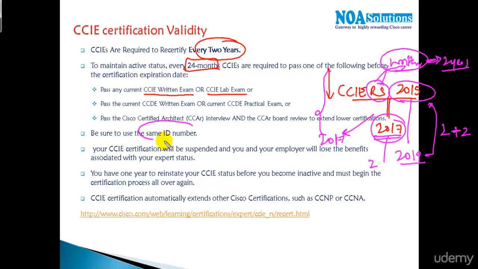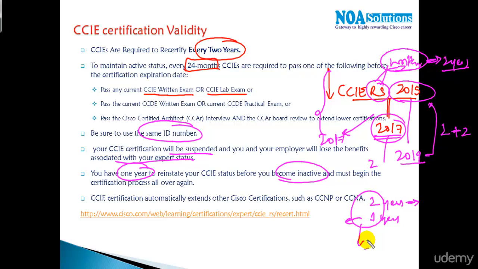Make sure that you're using the same ID number each time you book your exams, and your certification will be suspended, and you or your employer will lose the benefits of the associated expert status, if you don't do that. You have a 1 year grace or reinstatement period where your certification will be referred to as inactive, which means you have 2 years of validity and the next 1 year will be in inactive status. So after 3 years you cannot recertify again. That is your inactive state. If you do anything after 3 years, you have to start the overall process again from the basics.